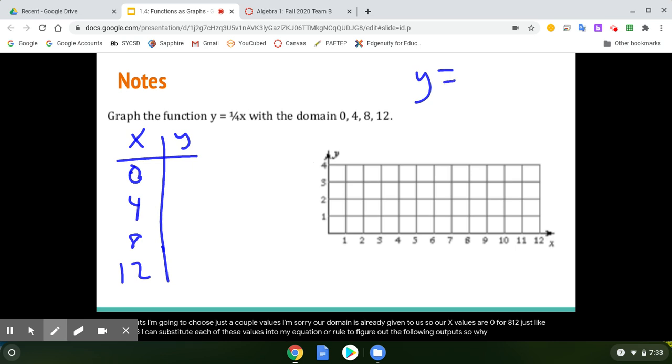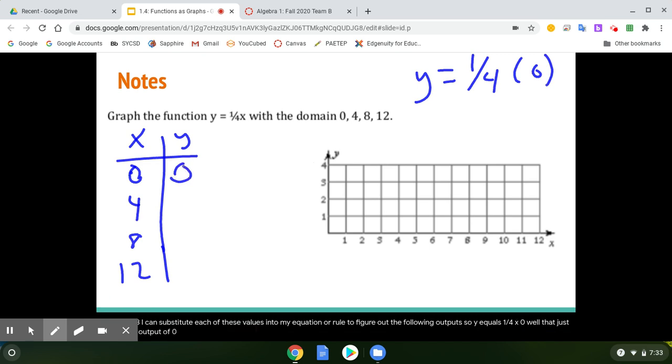So y equals 1/4 times 0. Well, that just gives us an output of 0. When the input is 4, the output is 1, 1/4 times 4. When the input is 8, the output is 2. And when the input is 12, the output is 3.